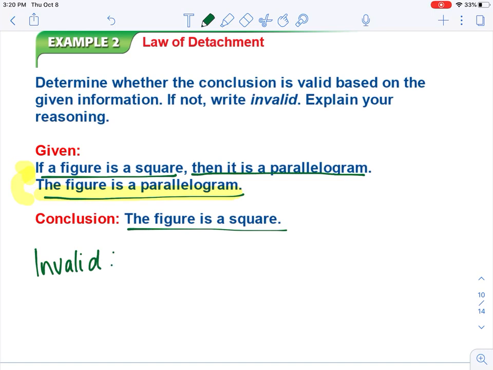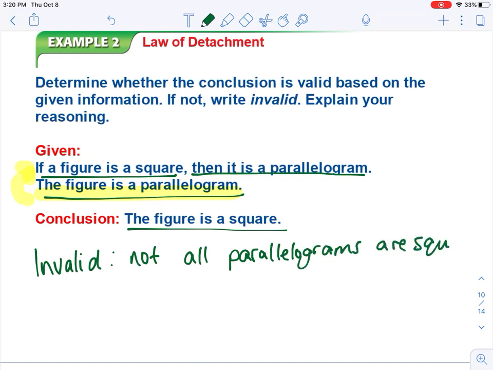And a reason that we could say here, if we're really thinking about it, is that not all parallelograms are squares. They could be other shapes as well. Okay? So that is not a valid conclusion.